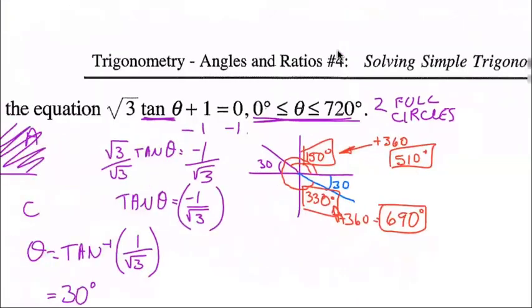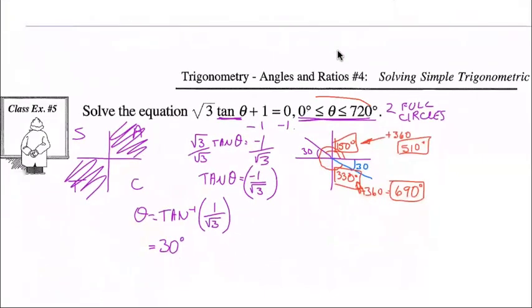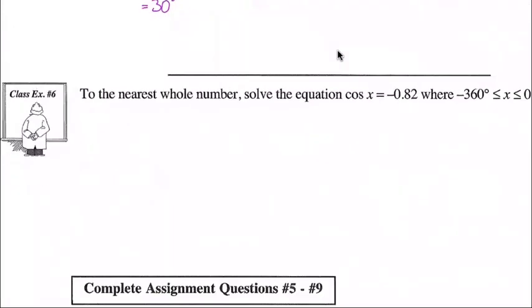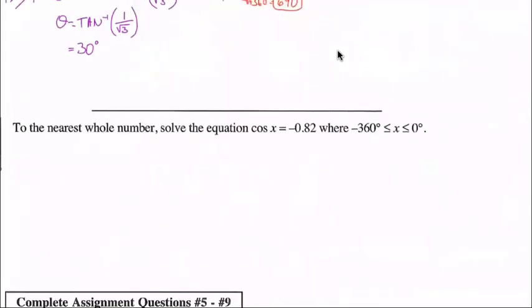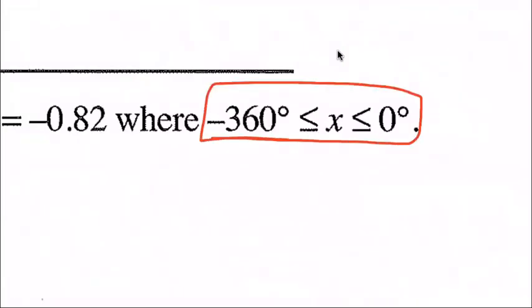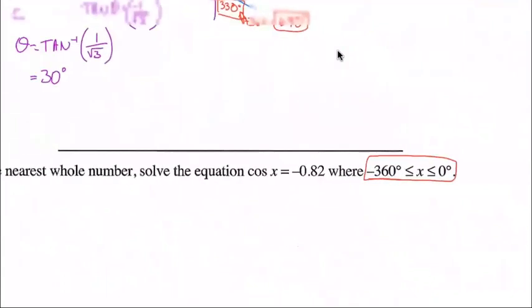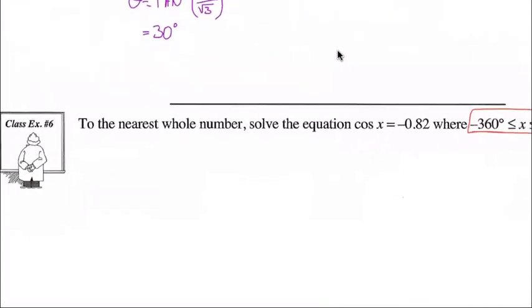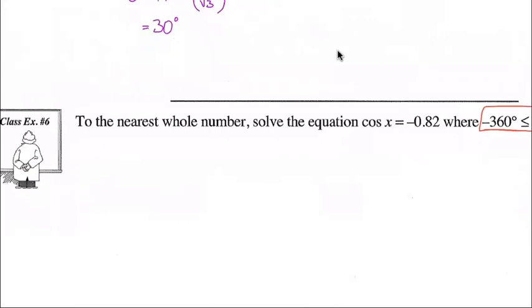Okay. These ones where you're outside the realm of the single full circle get a little bit tricky. Okay, but you just use your rules of coterminal angles. Example number 6. To the nearest whole number, solve this equation. Cosine x is negative 0.82, where x is between negative 360 and 0. So that's a full circle backwards. So our rotation angles are going to be negative.